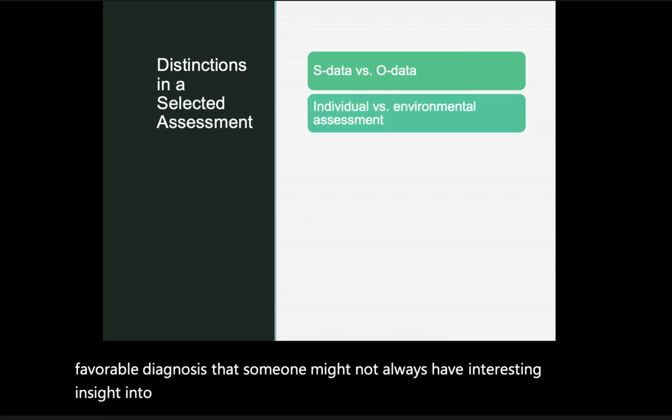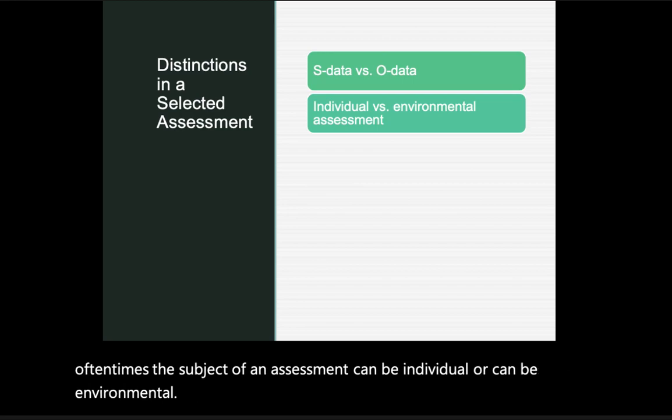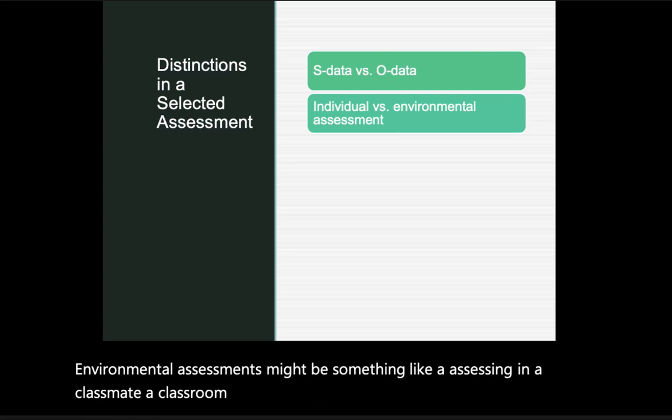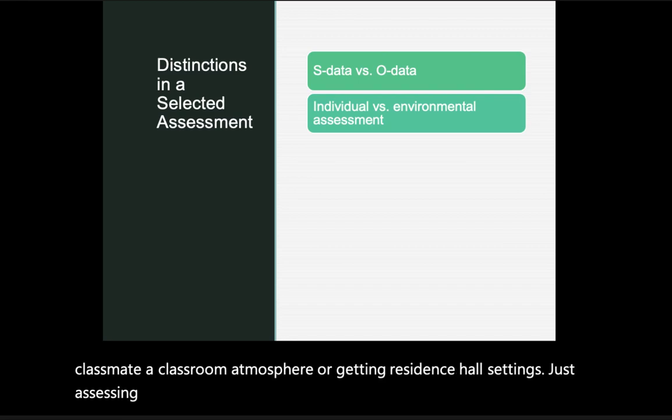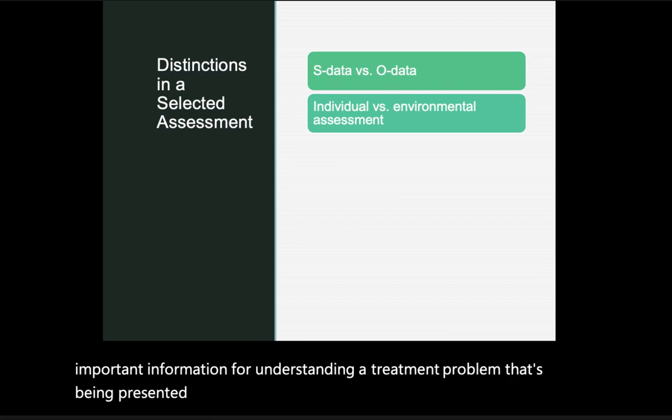The second question that I asked is what is being assessed? And oftentimes the subject of an assessment can be individual or can be environmental. Environmental assessments might be something like assessing in a classroom atmosphere or getting residence hall settings, just assessing the environment that someone's in. And these can provide important information for understanding a treatment problem that's being presented to us.